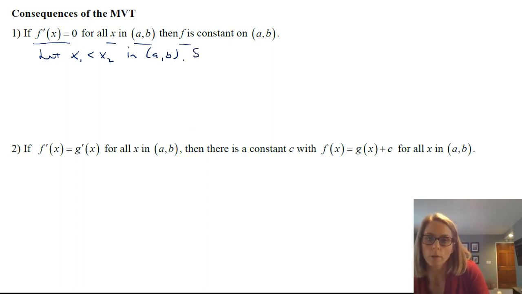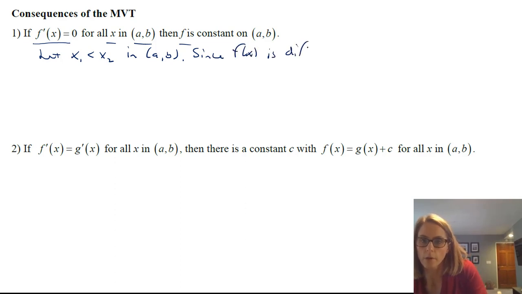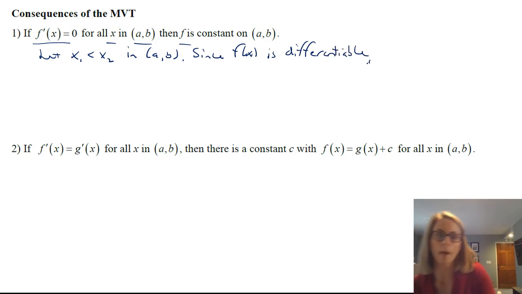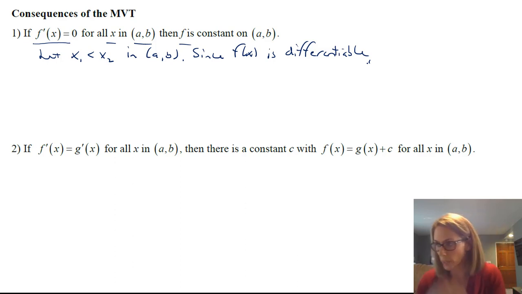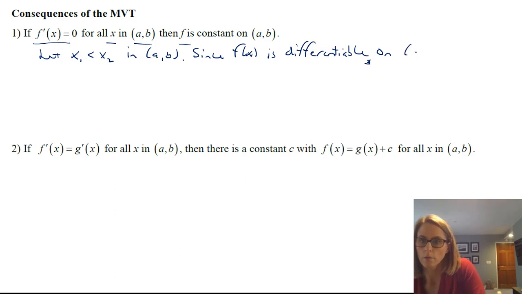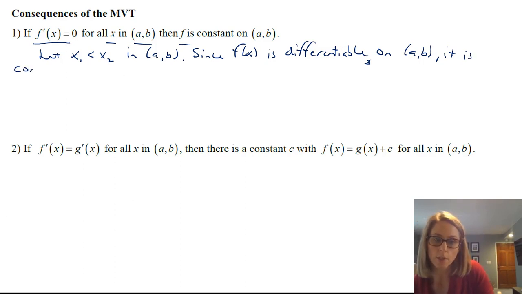Now we're told that f of x is differentiable, because we're told that f prime of x equals 0. So that means that f prime of x exists and that it's 0. So that tells us that the function is differentiable. And I don't really need this, but it's differentiable on some interval AB, because we are told that. That means it is continuous. If it's differentiable, it's continuous. This is something we already have.